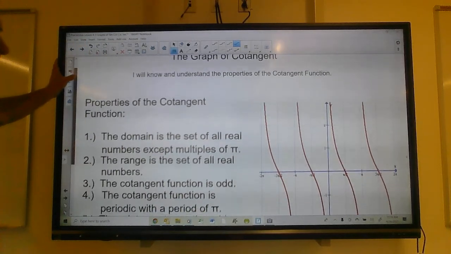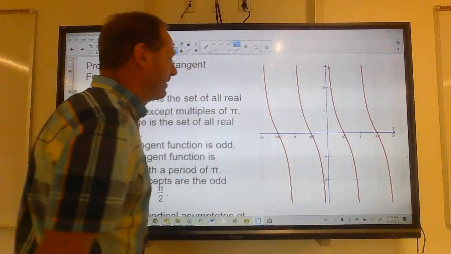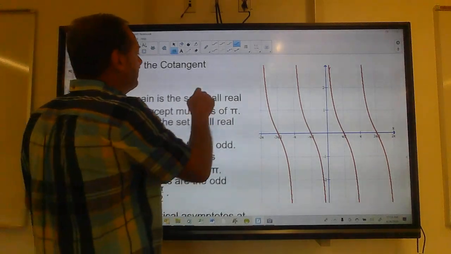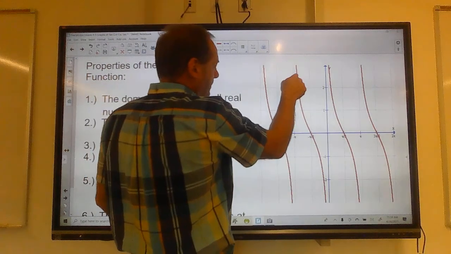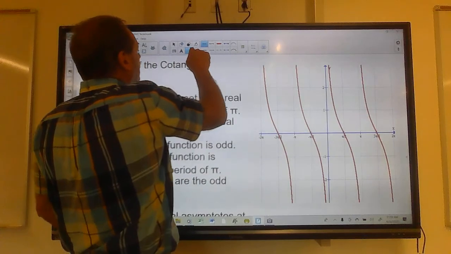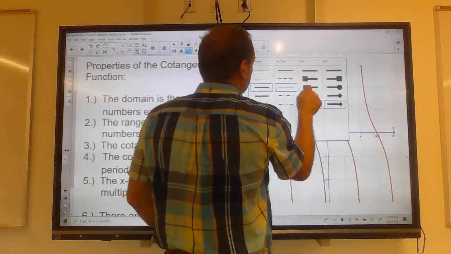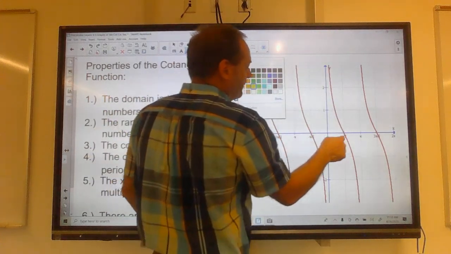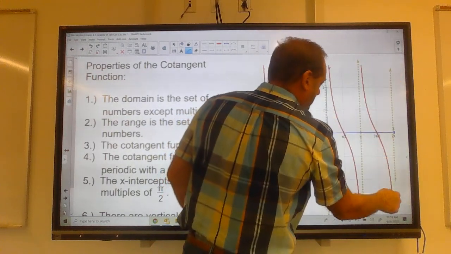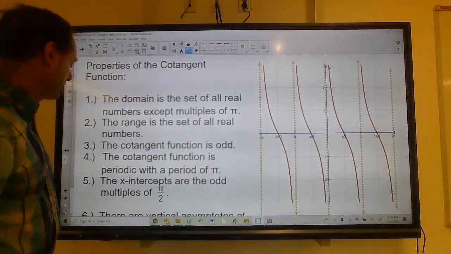Now, cotangent, very similar to tangent, right? Except it's flipped the other direction and it's shifted this way, pi over 2. Okay, so the domain is the set of all real numbers except multiples of pi. So here's where we have our asymptotes, on the multiples of pi this time. So at pi, at 0, at 2 pi, negative 2 pi, we have asymptotes there.